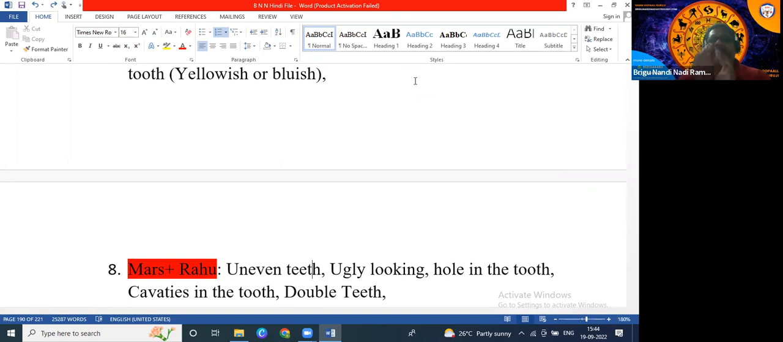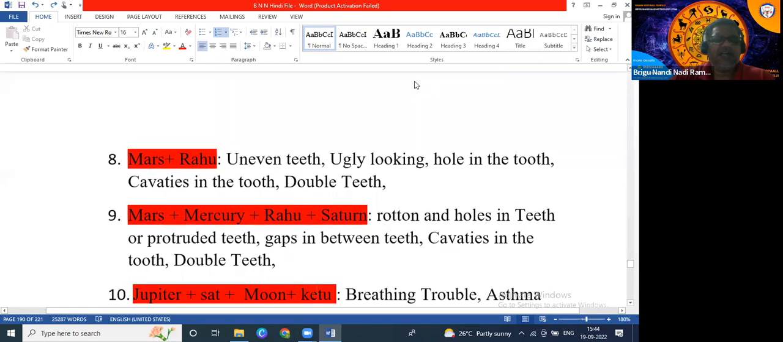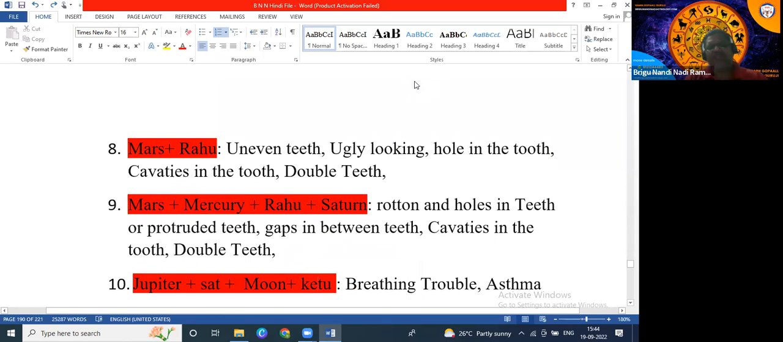And moreover, Rahu is actually the head. So the head is open like this. That is the snake head. So the mouth is open, Rahu's mouth. That means there is a hole. The mouth is just like a hole. That's why there are holes in the tooth. Mars is tooth and Rahu is hole. Mars is tooth and Rahu is cavity. Cavities in the tooth. And double teeth, because Rahu is multi. With Mars and Rahu, there will be double teeth. So whoever has Mars and Rahu generally may have double teeth, or there will be cavities.